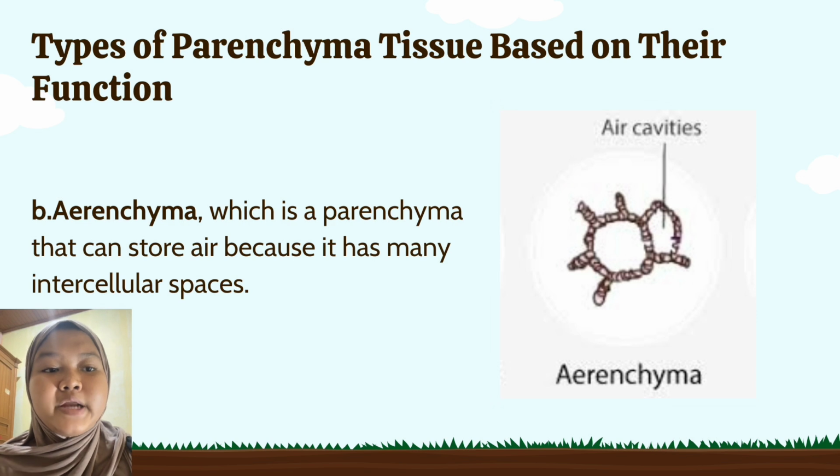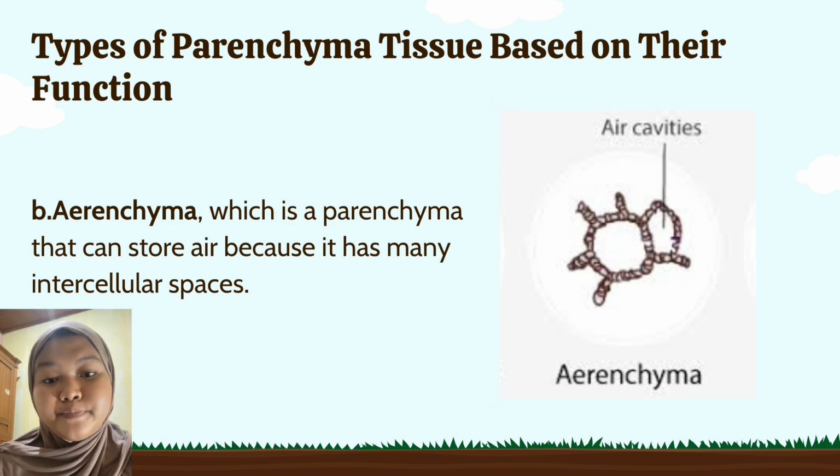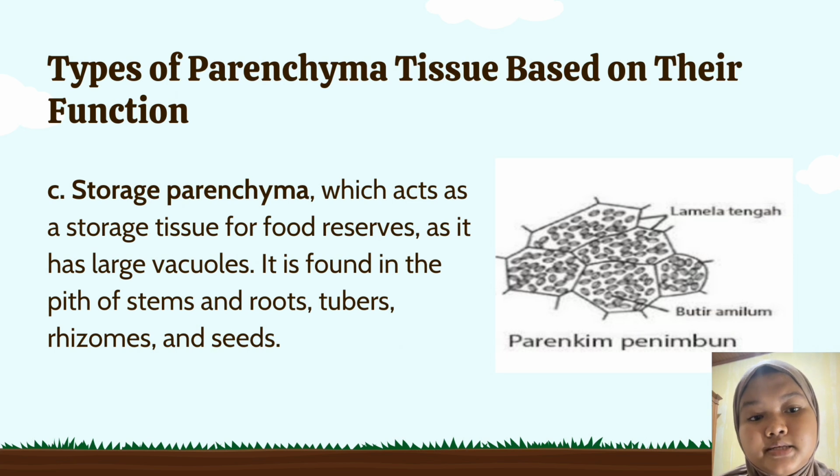The next is aerenchyma, which is a parenchyma that can store air because it has many intercellular spaces. It is also known as air parenchyma. This type of parenchyma is found in the flotation device of aquatic plants, for example water hyacinth.